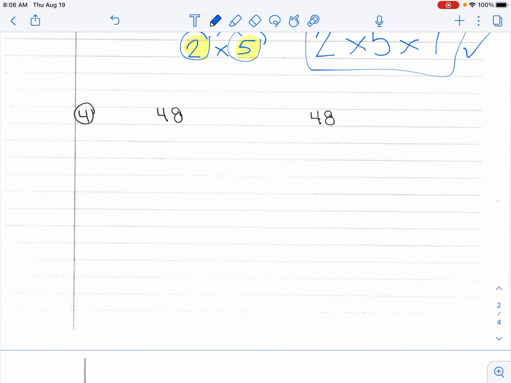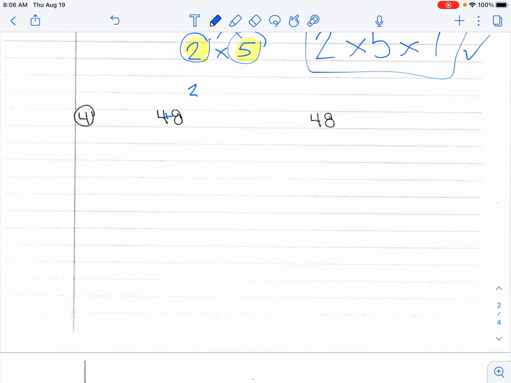All right, we're going to make 2 separate trees for 48 because 48 has a lot of factors. This is when you want to keep going back to those divisibility rules. So is 2 a factor? Yes, 48 is an even number. Is 3 a factor? Let's add our digits together. 4 plus 8 is 12. Yes, 12 is a multiple of 3.